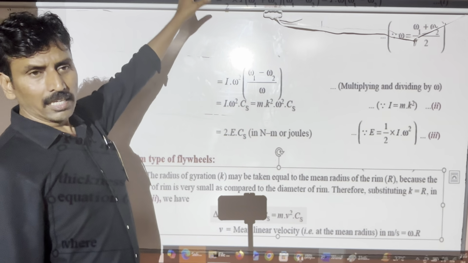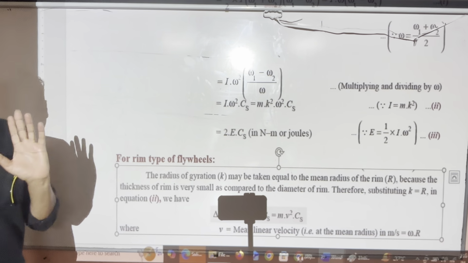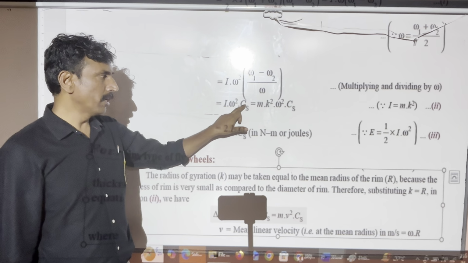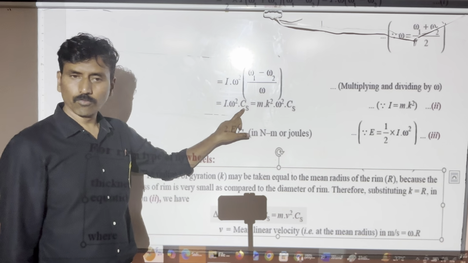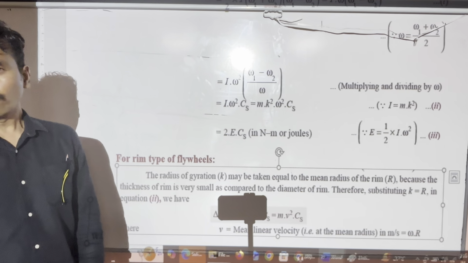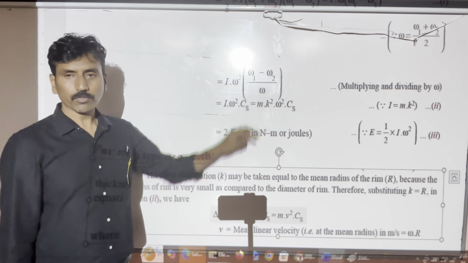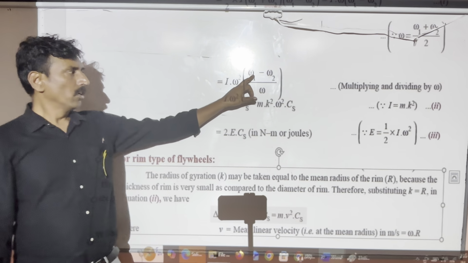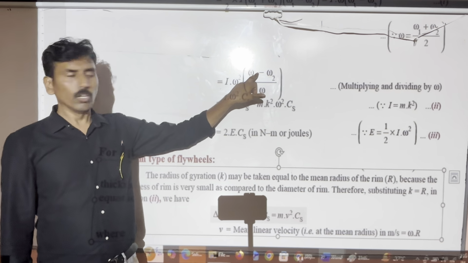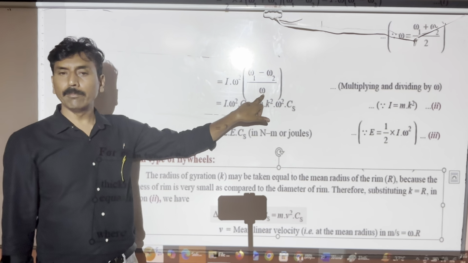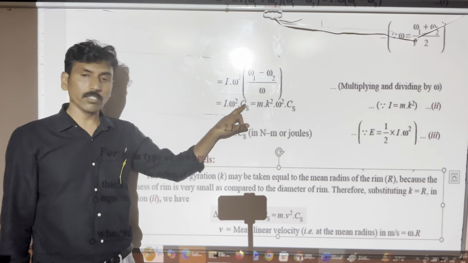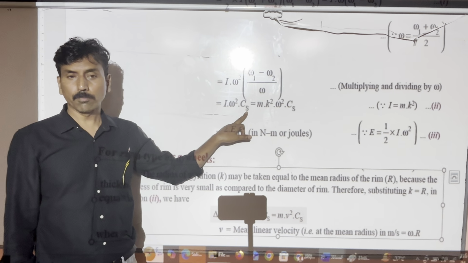So this delta E, which is the fluctuation in kinetic energy, is given by the formula I omega square multiplied by Cs. Do you know what Cs is? Computer science. Fantastic. What is this, man? This is the difference in, is it kinetic energy or speed? This is the fluctuation in speed divided by the mean speed. That is the coefficient of fluctuation of speed. Cs is not computer science, Cs is the coefficient of fluctuation of speed.